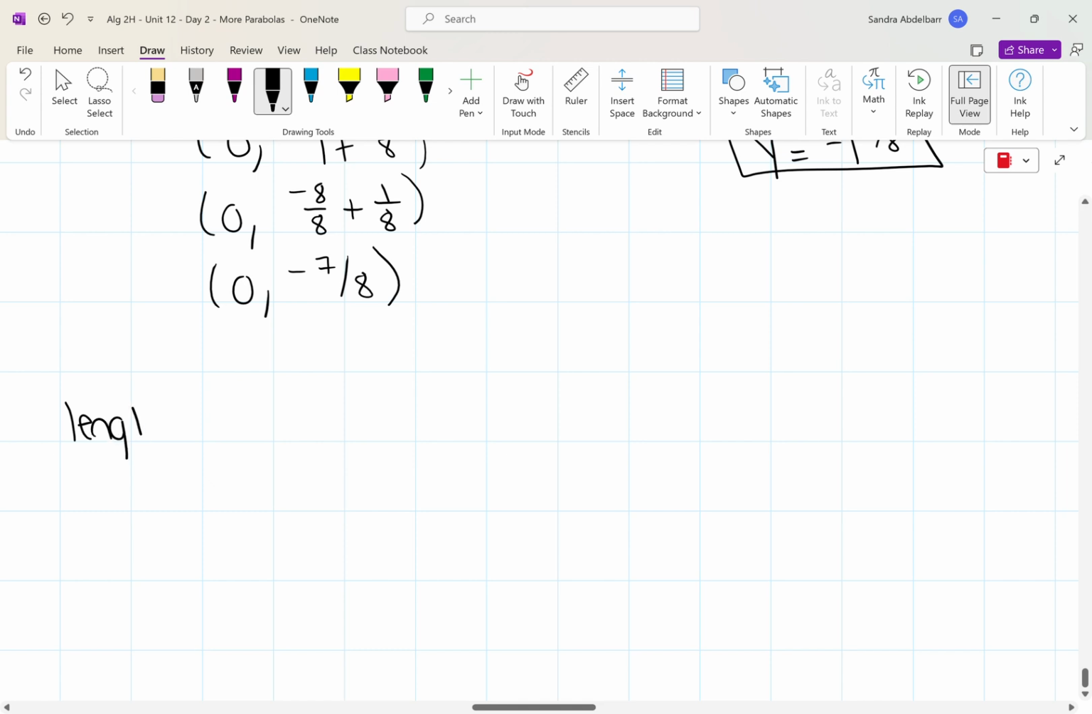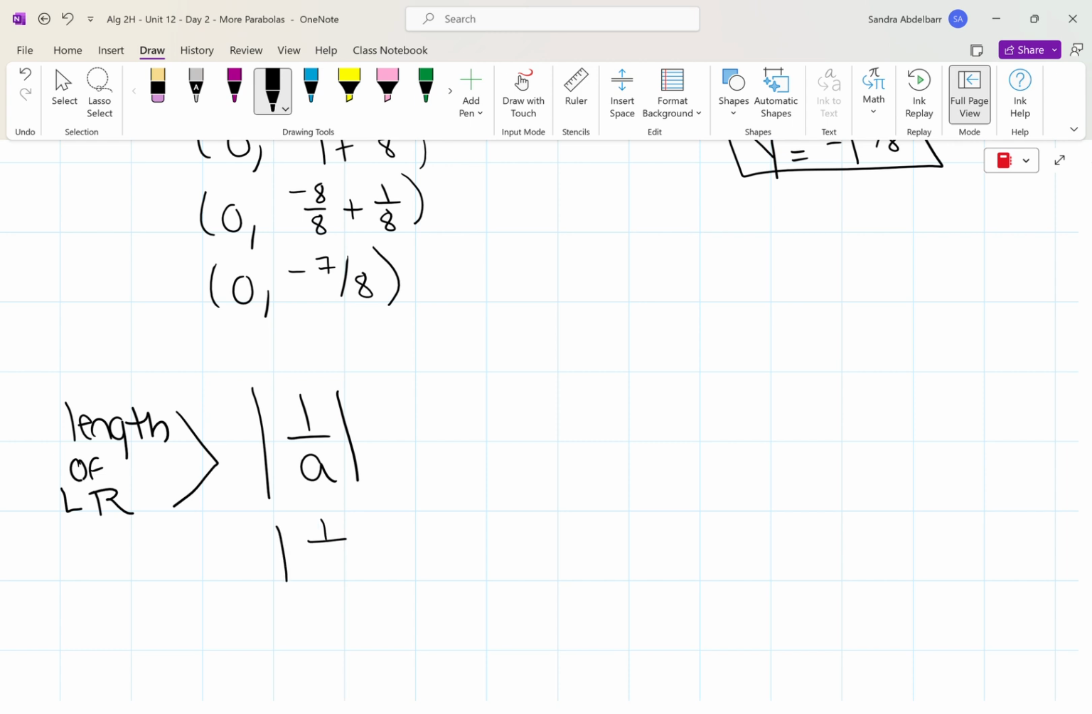Now let's go to the length of the latus rectum. I'm just going to put LR. And that's going to be the absolute value of 1 over a. So this is going to be the absolute value of 1 over 2. So that's just a half.